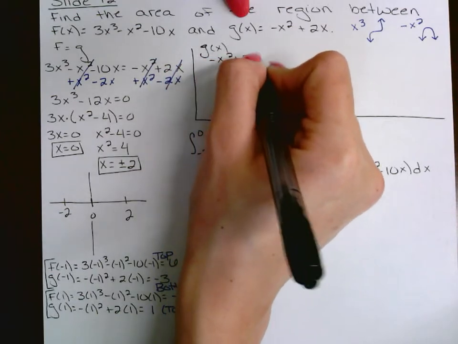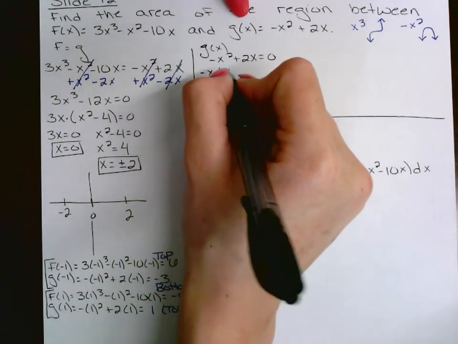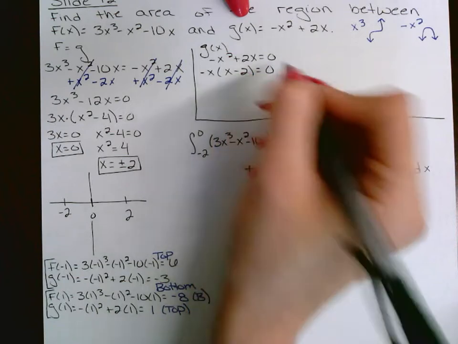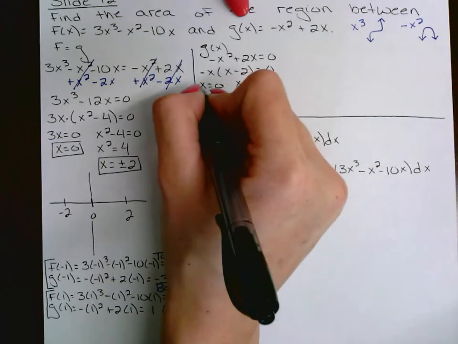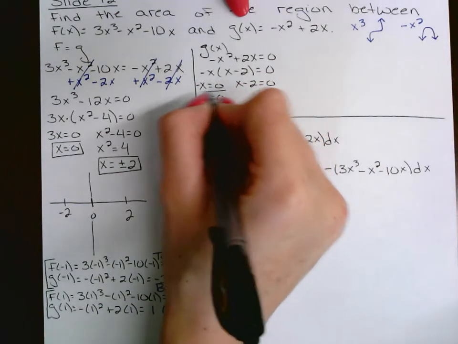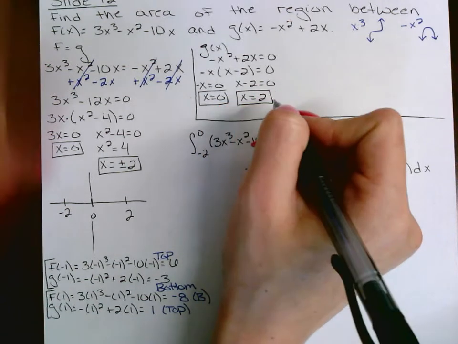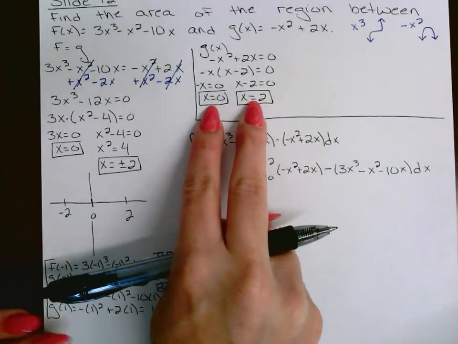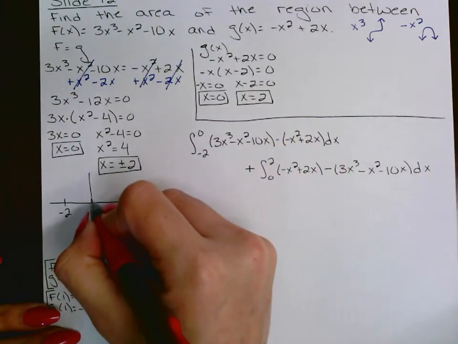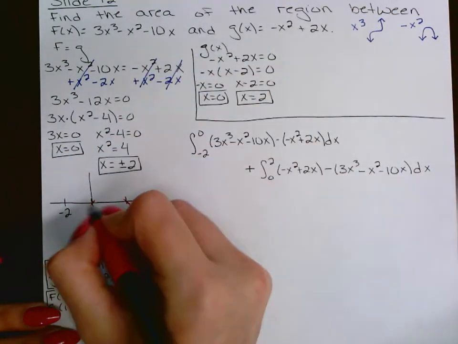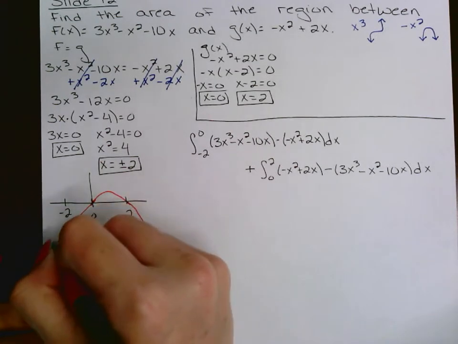If I want to know where this hits the x-axis to get some more details, I set that equal to 0. Factor out a negative x, and I can say x equals 0 and x minus 2 equals 0. And I can see where this hits the x-axis. So not only do I know where they're going to crash into each other, I also know where this hits. So I know that I have one parabola facing down that hits at 0 and at 2. So it's going to go something like this.